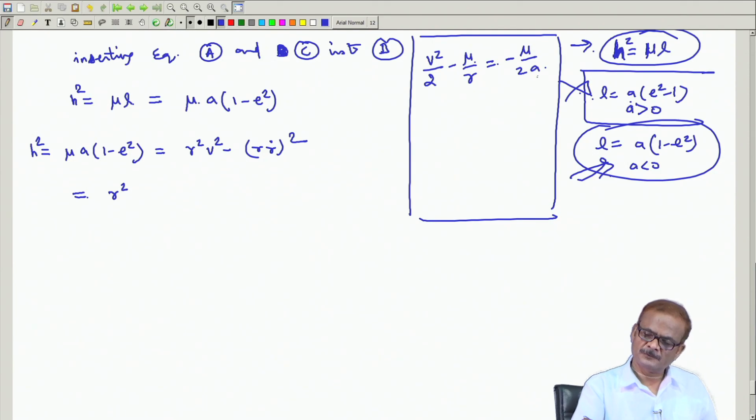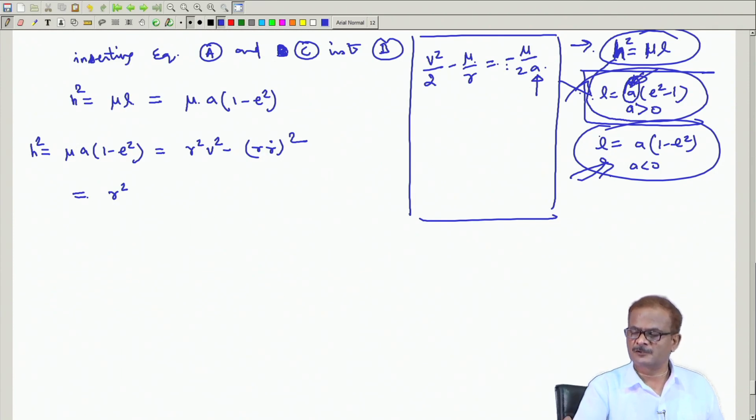If a is positive, this is for ellipse. If a is negative, then it becomes hyperbola. If a is infinity, it becomes parabola. But it is not necessary. See, anywhere if I write like this, here we know that a is negative for the hyperbola, the semi major axis. But if we write in this fashion, we are just putting the magnitude of a, not the sign, while here in this case we insert along with the sign. This is the difference here.